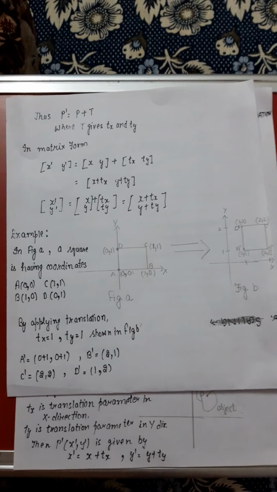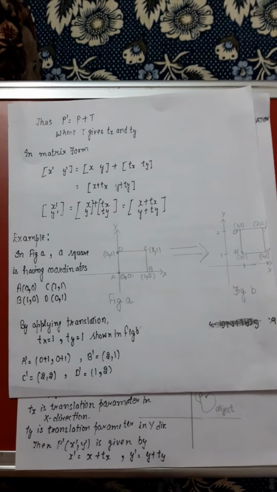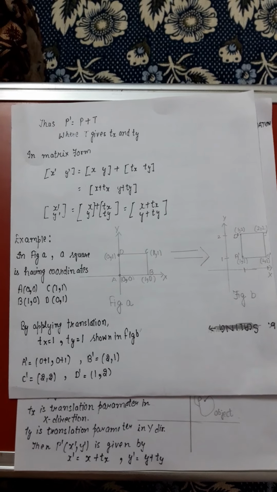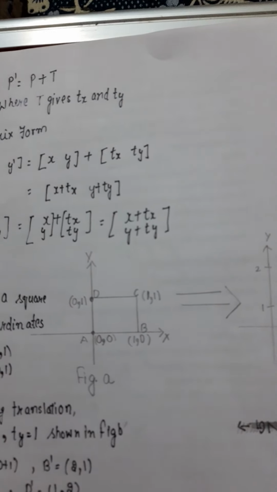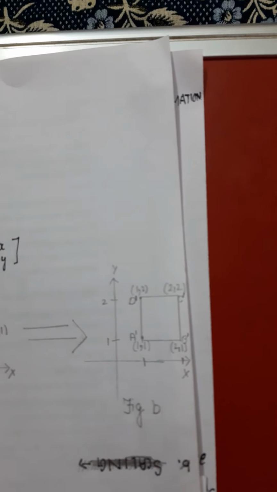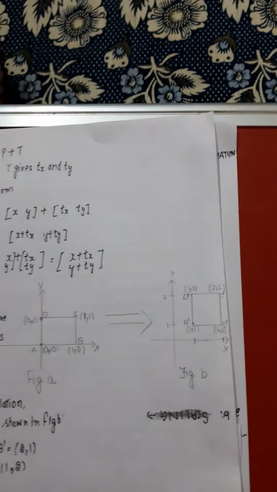So A dash can be obtained as 0 plus 1 comma 0 plus 1, that is 1,1. B dash equals 1 plus 1, 2 and 0 plus 1, 1. C dash equals 1 plus 1, 1 plus 1, that is 2,2, and D dash becomes 0 plus 1, 1 and 1 plus 1, 2. So earlier the square was at position 0,0; 1,0; 1,1; 0,1, and after translation it will become 1,1; 2,1; 2,2 and 1,2, right? So this is the translation of the square from figure A to figure B. So this is all about translation. Thank you.